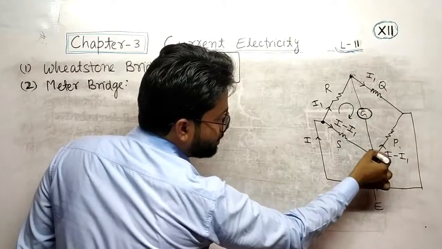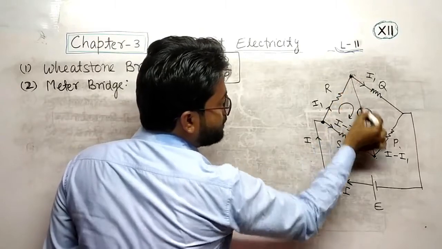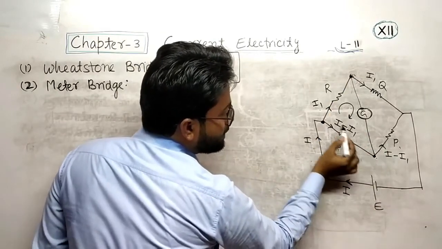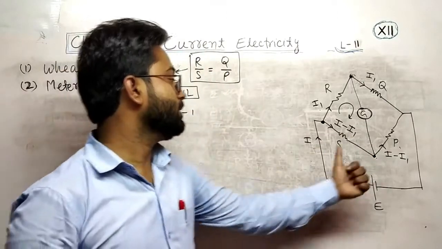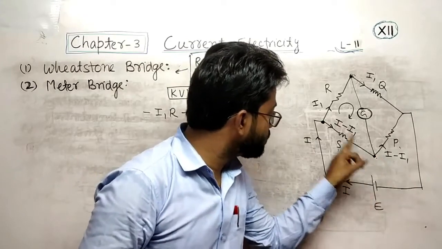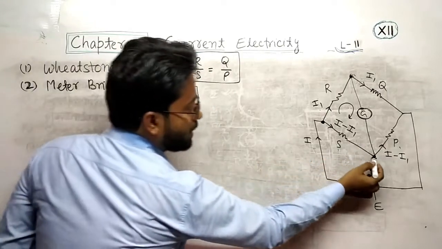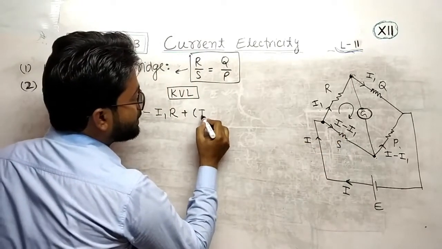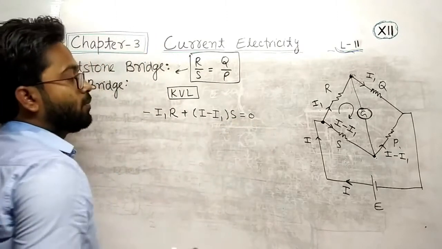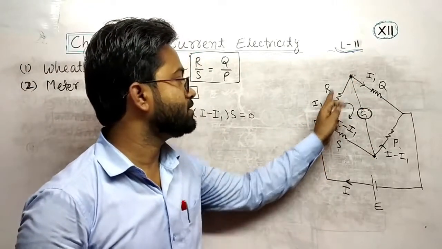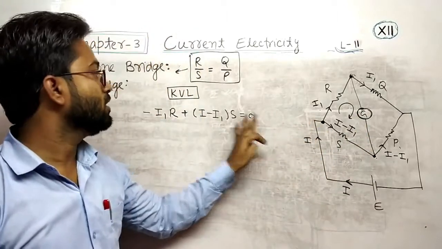Then we are going here and then we go here, in this loop now. This is I1R, and then this is plus, because we are going opposite to the direction of the current. We are going from this point to this point, potential up. This will be positive, and that will be equal to the net current, that is I minus I1 times S, equals 0. The potential change in a complete loop is equal to 0. That is KVL.